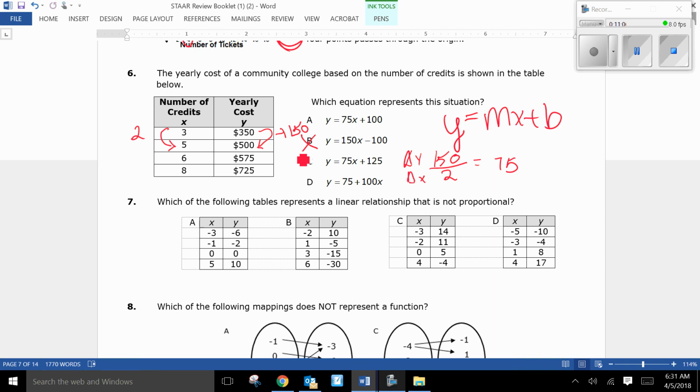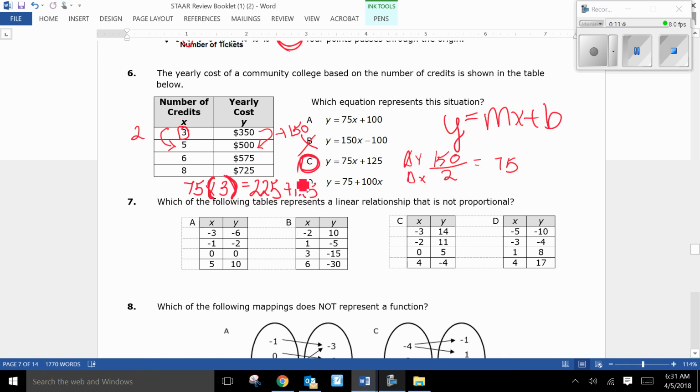Okay, so now if 75 is my slope or my rate of change, then I should take my rate of change and multiply 75 times 3. Let's put that in parentheses, 75 times 3, which gives me 225. And then what do I need to add to get to 350? Well, I need to add 125 to get to 350. So C would be my answer.